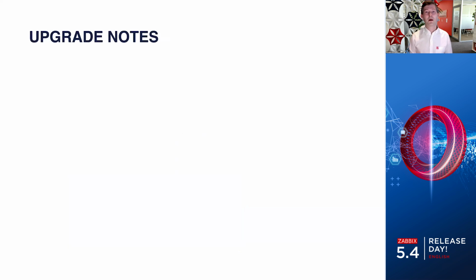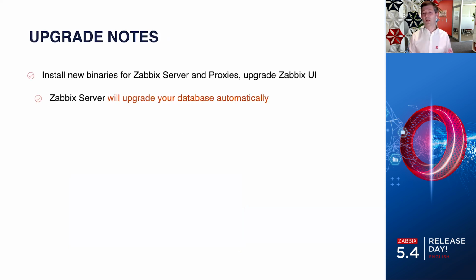Right, just a few upgrade notes. As usual, if you ask me how can I upgrade to Zabbix 5.4 from my existing 5.0, 5.2, or 4.4, it's very easy. You just install new binaries for Zabbix server and for Zabbix proxies. You upgrade Zabbix UI. You start Zabbix server, and Zabbix server will upgrade the structure of your database automatically. You don't have to care about it.